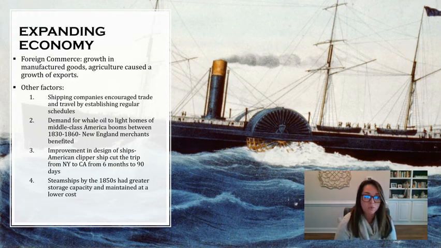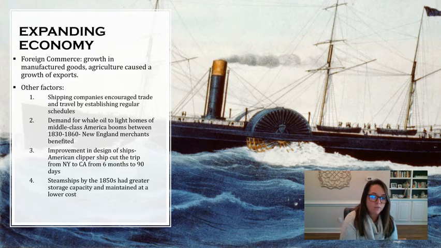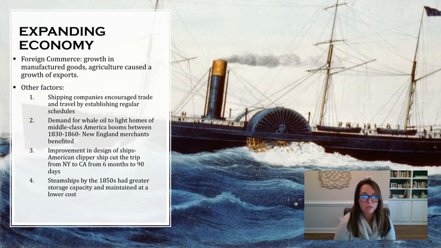Whale oil is what most people are going to use to light their homes. If you think of kerosene lamps, that was a little bit later, after the Civil War. But before that, you would have an oil lamp that was whale oil. So the whale oil industry, especially in New England, benefited greatly during this time period, and even street lights and things like that were lit by whale oil.